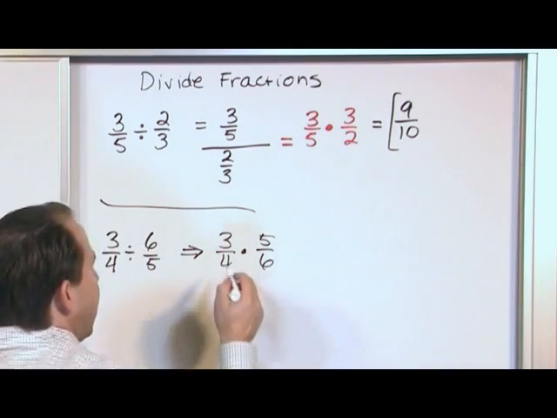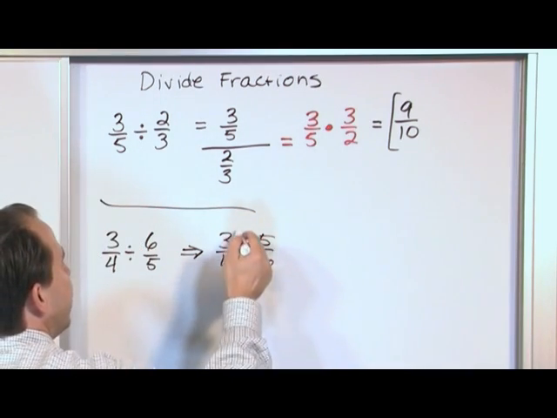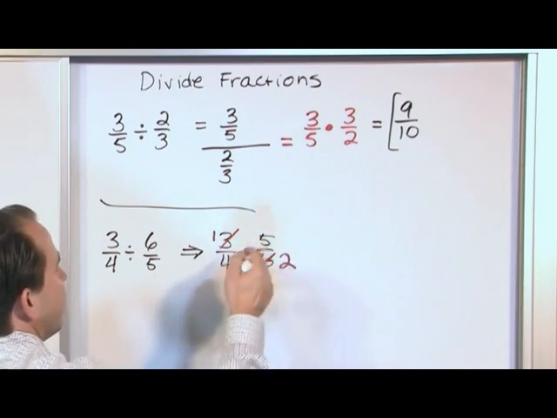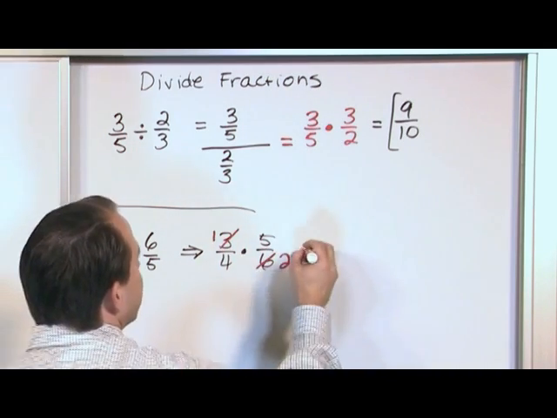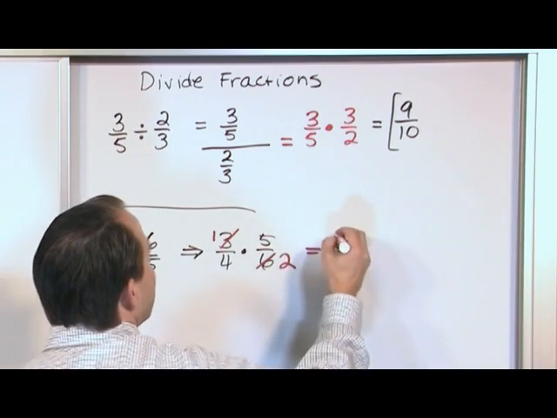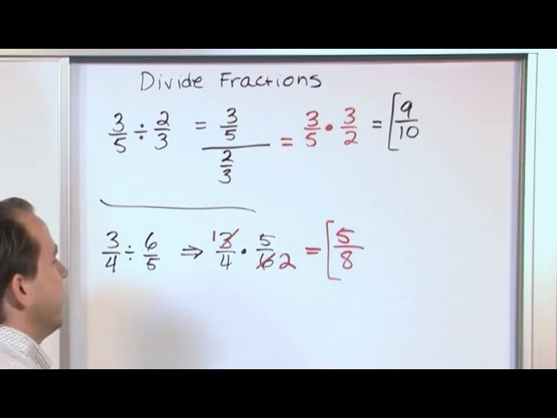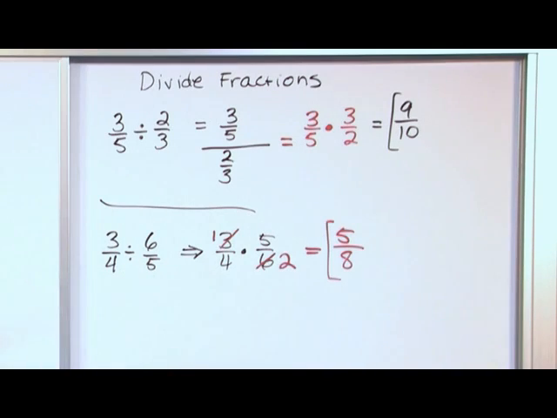All right? Now I try to pre-simplify. Always get in the habit of doing that. I have a 3 and a 6. 3 divided by 3 is 1. 6 divided by 3 is 2. There's nothing else I can do on top and bottom, so 1 times 5 gives me 5. 4 times 2 gives me 8. 5/8. And that is the answer, 5/8.